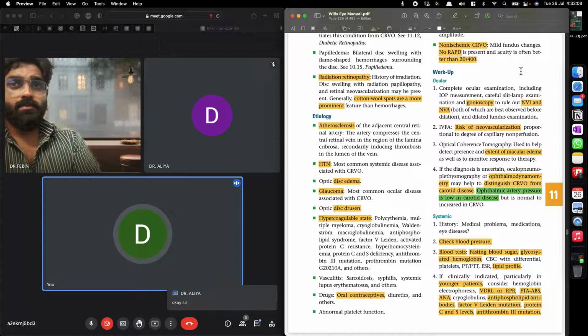Always distinguish in your mind between an old person's CRVO and a young guy's CRVO. Try to think like this, and your investigations will automatically come to your brain. For younger patients, test hypercoagulable states, such as factor V Leiden mutation, protein C and S levels, and other things like that. Whereas if it's an older patient, think glucose, HbA1c, cholesterol, CBC, and other things like that. Having said that, how do you treat this patient?